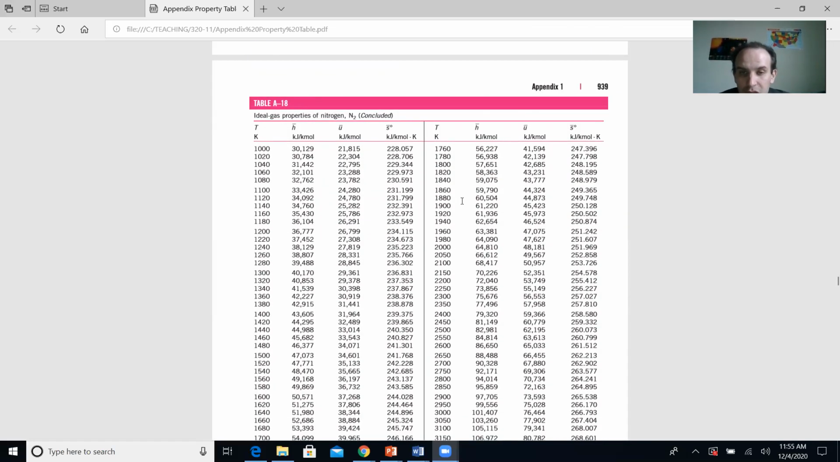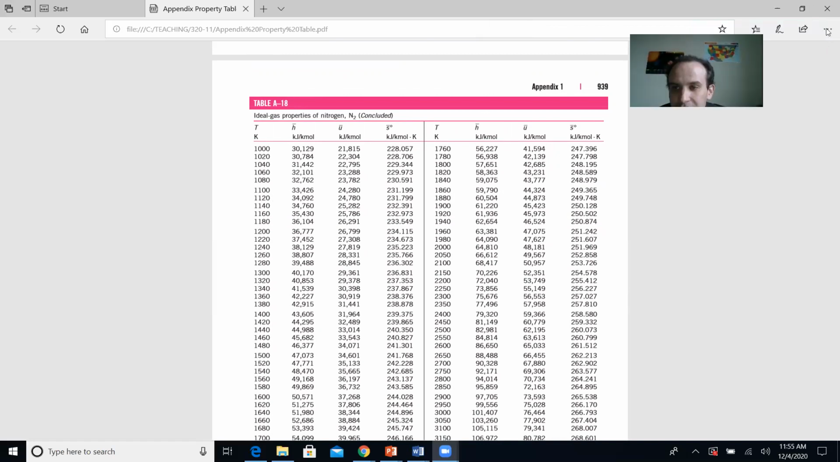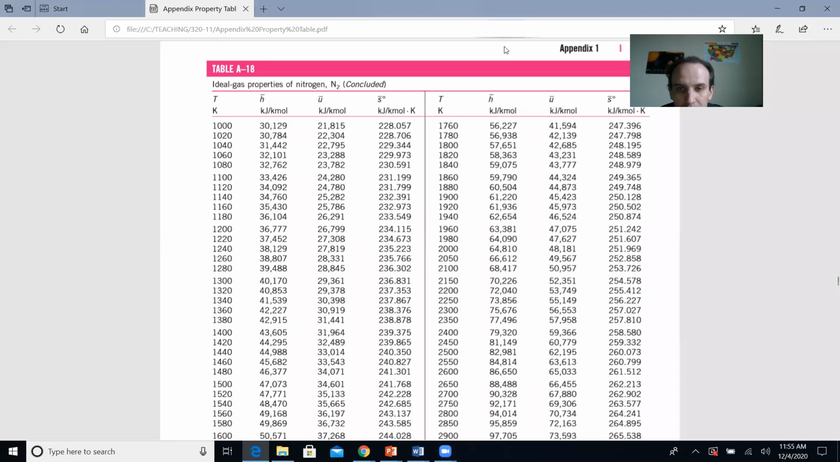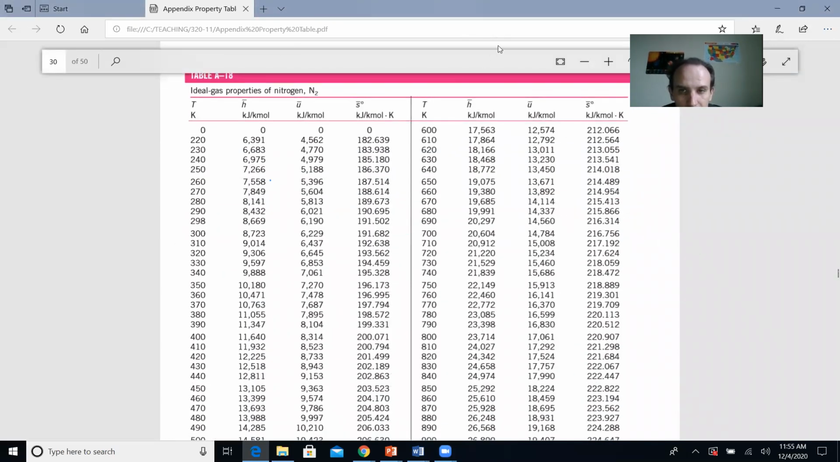So what are your temperatures? You have initial temperature 600 Kelvin. Let me increase it for you. So you are here. You have 600 and you have 300 Kelvin. For 600 Kelvin, here is your U value. If you need the H value or S value, they're there too. That is for the initial temperature. For 300 Kelvin, you have this value, right?